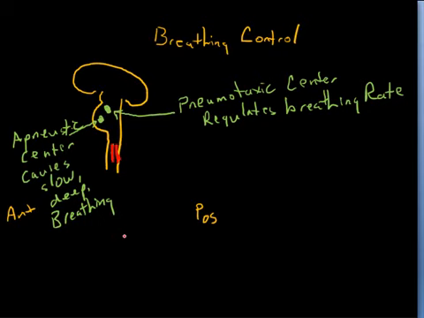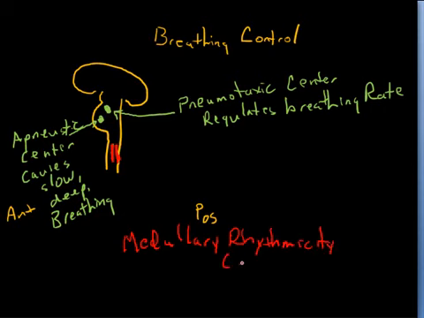So let's fit that down here. Medullary rhythmicity center. And the medullary rhythmicity center consists of two groups of neurons, one in the back called the dorsal respiratory group and one in the front called the ventral respiratory group. So let's draw an arrow. Here's the dorsal respiratory group.